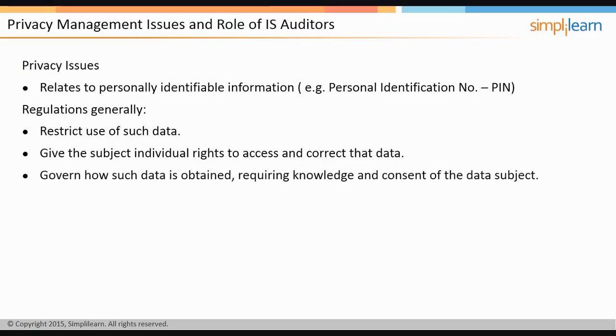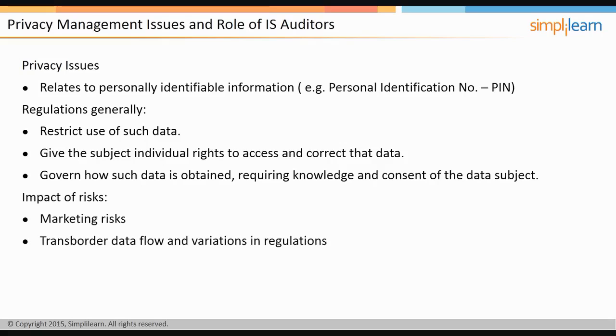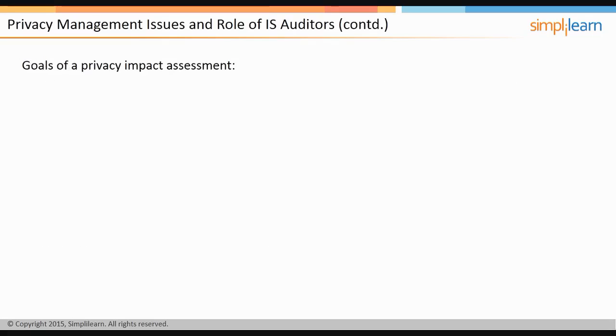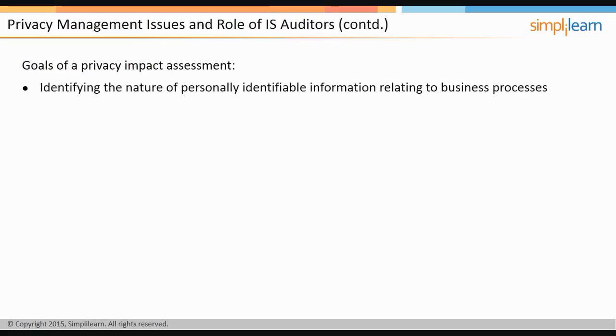It also governs how such data is obtained, requiring knowledge and consent of the data subject. Impact of risks, including marketing risks, transborder data flow, and variations in regulations, and may require privacy experts during risk assessment.